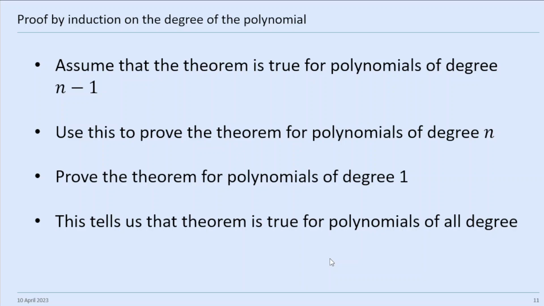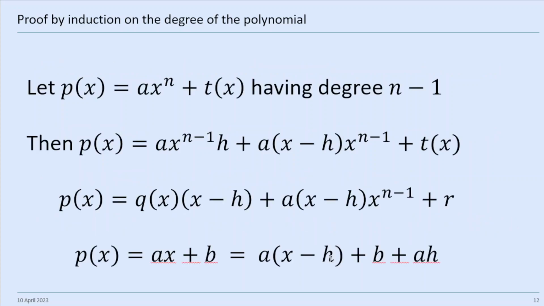So it's a very clever method of proof, and it's used in lots of contexts. It's used for sequences and series, but it's used all over the place in more advanced mathematics. So we're going to use it here. Let P(x) be of degree n, and let's assume that for all polynomials of degree n minus 1, you can write them in the form we talked about, x minus h times a quotient plus the remainder.